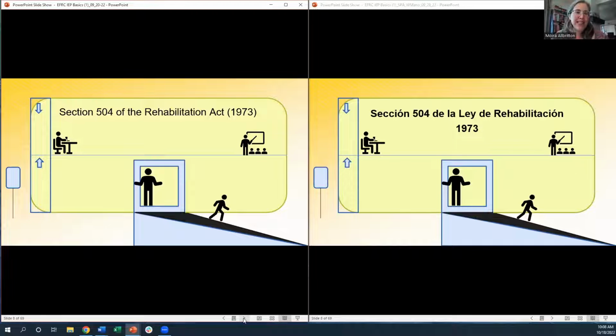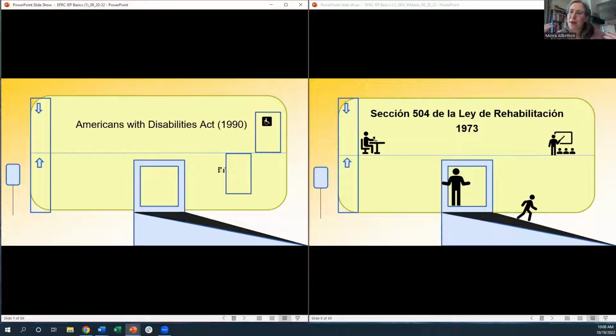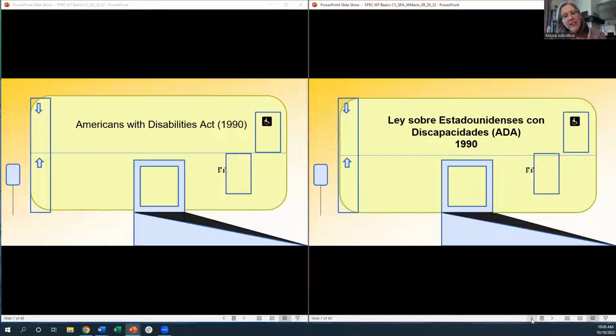Going back one slide, you think about ramps, you think about elevators, like the little up and down on the side. You think about disabled or accessible placard spots. You think about bathrooms that are accessible. You think about doors that open. Those are all features of ADA.